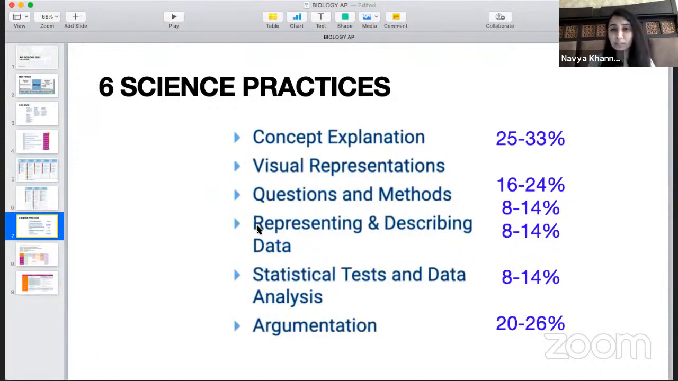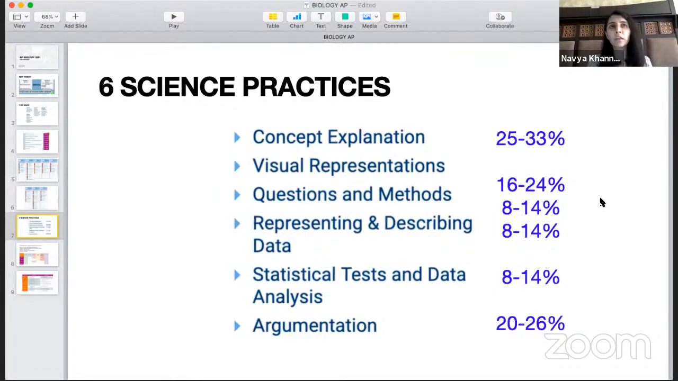One is concept explanation. So around 25 to 33% of your questions will be concept explanation, right? This is where they will ask you to explain a concept. It could be explaining a concept through supporting data, or through just listing out the key points for it, or, as in free response questions, they've given you a word and you have to explain that with reference to application.